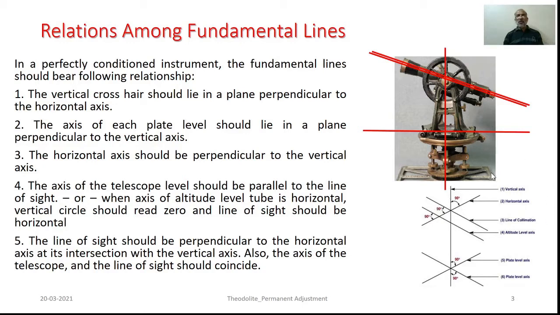The axis of telescope should be parallel to the line of sight, or when axis of altitude level tube is horizontal, vertical circle should read 0 and the line of sight should be horizontal. The line of sight should be perpendicular to the vertical axis. Also, the axis of telescope as well as line of sight should be overlapping each other.